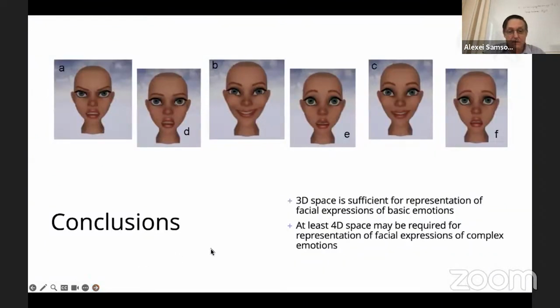questions. The conclusion is that 3-dimensional space is sufficient for representation of facial expressions of basic emotions, and probably at least 4-dimensional space is required for representation of facial expressions of complex emotions.